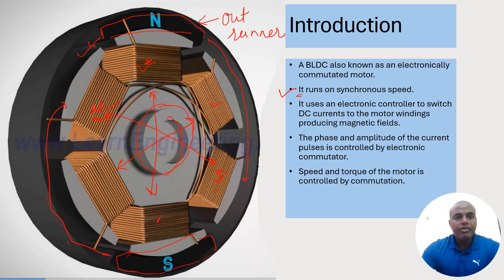And regarding the speed of changing these poles, let's say next instant I'm energizing this winding here. So my rotor will further move in the clockwise direction to align itself with the pole generated over here. So whatever the speed of the changing of the poles over the stator winding, my rotor speed will also be similar to that. That's why it runs on the synchronous speed.